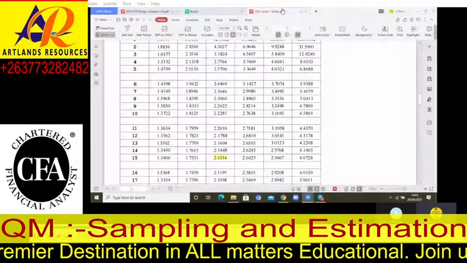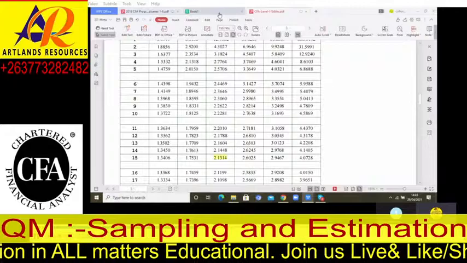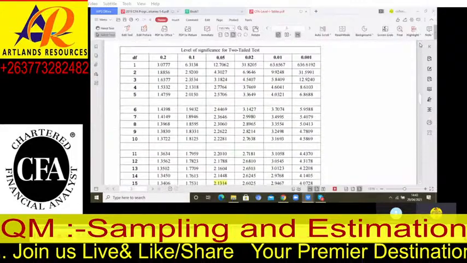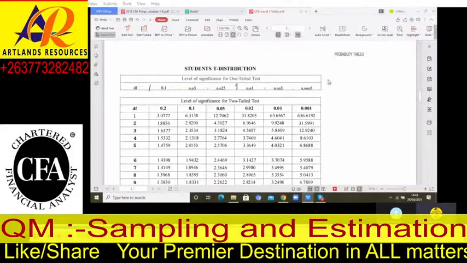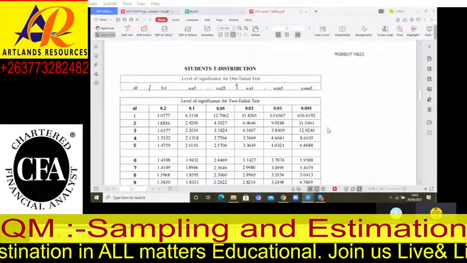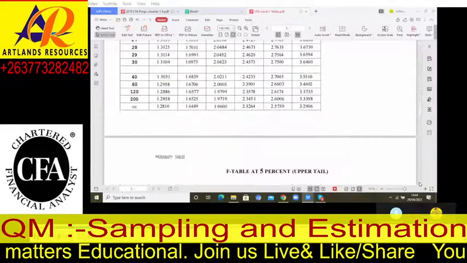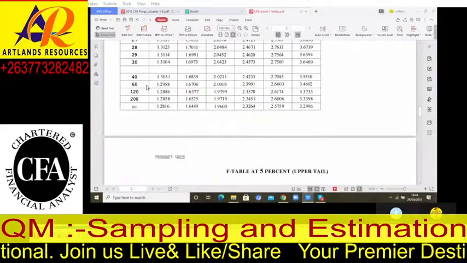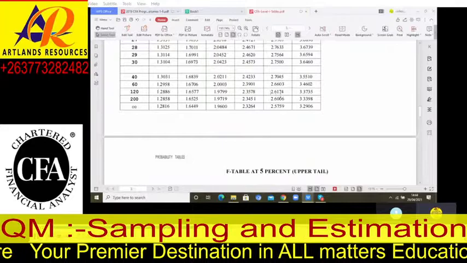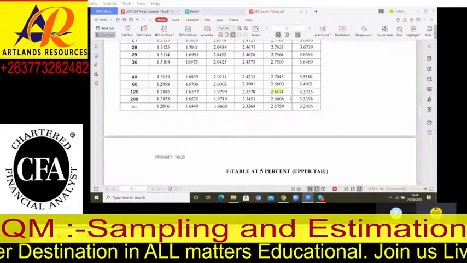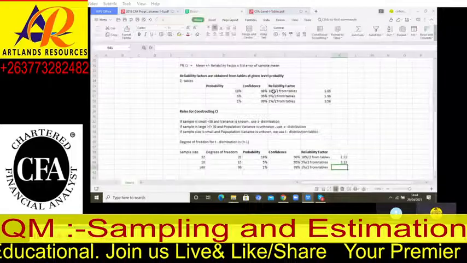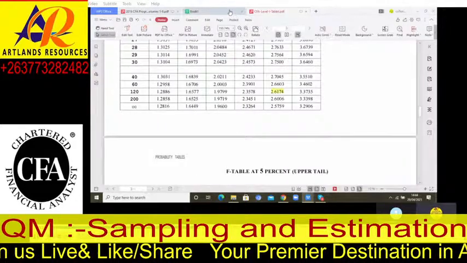And last but not least, if that one was 99%, which is 0.005. So on top here, we are looking for 0.005, which is the fourth column from left, and then 99 is your degrees of freedom. You check here, there's no 99 here. Rather, there's 60 and there's 120. So what is close to 99 is 120. You come to 120 and pick the figure here, 2.62. You just take the nearest. You don't look for 99, you won't find it. So that's 2.62 as your reliability factor.